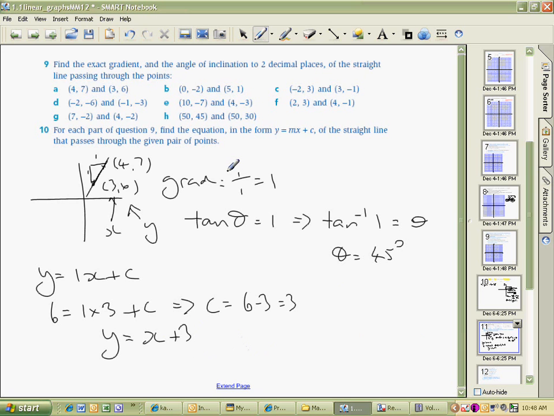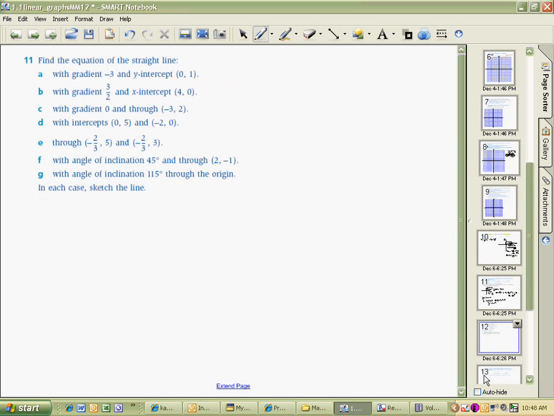So that's how we go about doing these ones. The next one looks very similar, just got different mixes of things. This one tells you the gradient and the y-intercept, so that should be very easy to work out the equation y equals mx plus c. This one gives you the x-intercept though, not the y-intercept, so we need to work out the y-intercept.